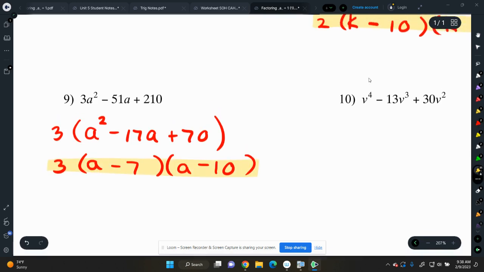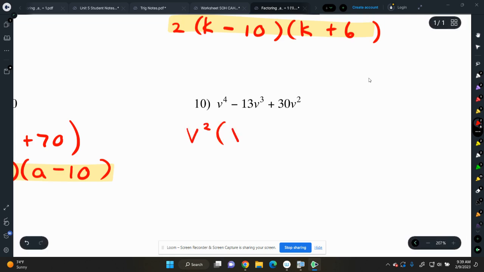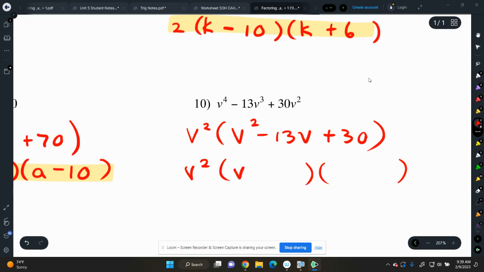All right, last one. Caden. Take out a b squared. We have b squared minus 13b plus 30. So we're going to go ahead and factor that part. B in both parentheses. What did you get? B minus 10 and b minus 3. Good. Excellent. A lot of people had trouble with this one.